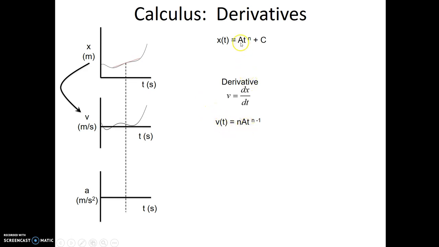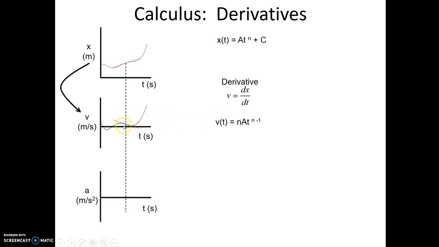It would be equal to, if it was a t to the n power, it ends up becoming t to the 1 less power. But if I decrease the power, then I have to increase the coefficient by multiplying by the bigger power, in this case n. And then I could go ahead and do that same thing for the velocity time graph.